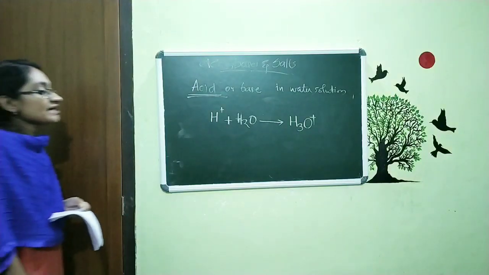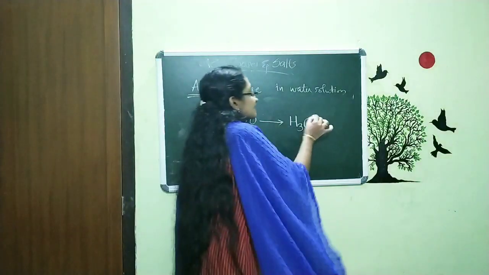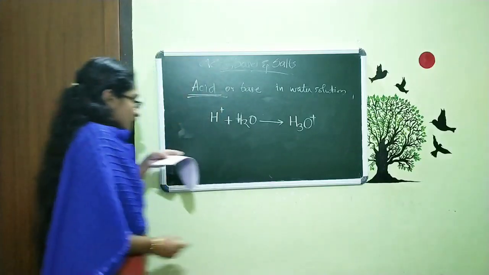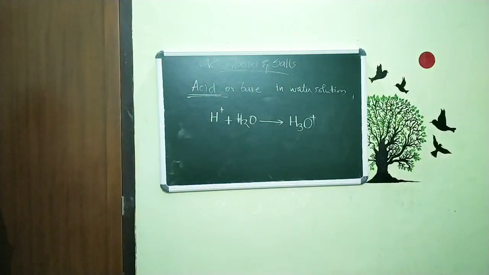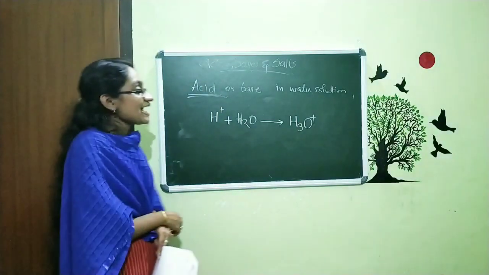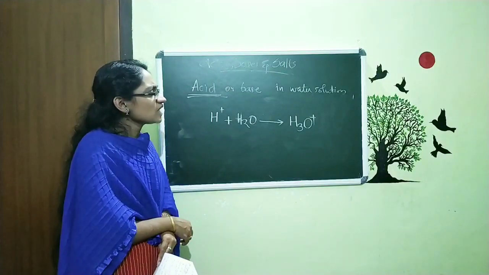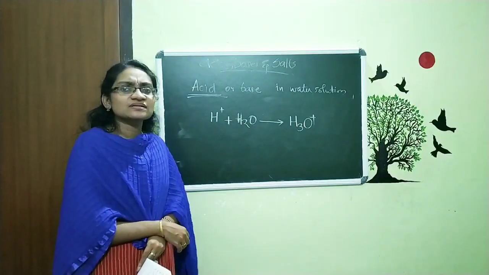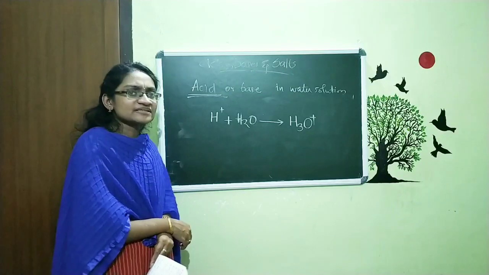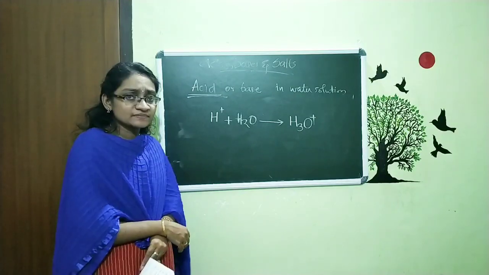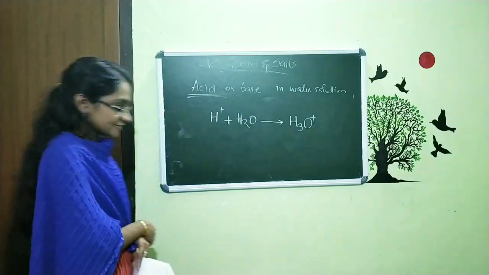This is what we get in our last equation, H3O plus, and this is one polyatomic ion. The plus charge is for the whole group. And that is all about the acid. Now, what about the base? Is the same H plus ion there in the base? Now we are going to check that.